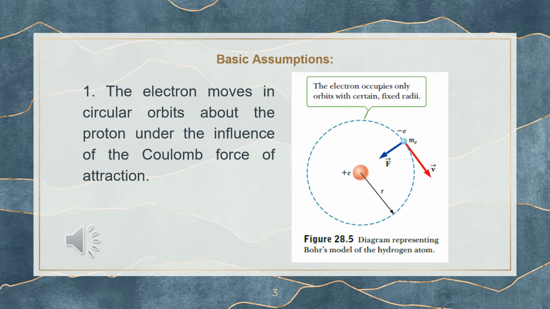Bohr has four basic assumptions. The first assumption is that the electron moves in circular orbits about the proton under the influence of the Coulomb force of attraction. The electron occupies only orbits with certain fixed radii, which are represented in figure 28.5. So what is this Coulomb force of attraction?